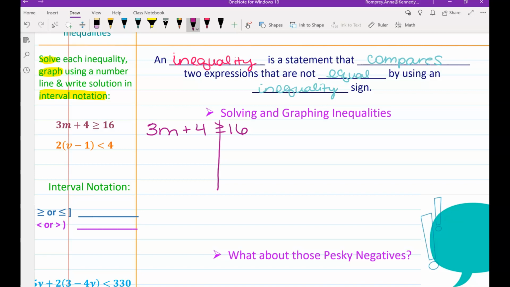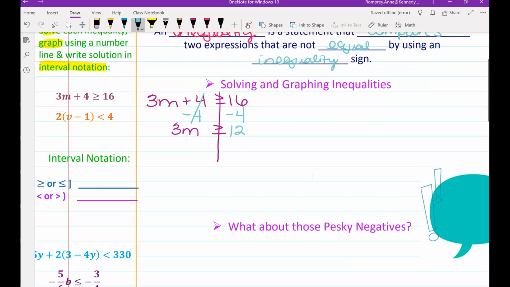So I have 3m, or 3 times m, plus 4. I have a multiplication and an addition operation that I need to undo. So PEMDAS in reverse, let's undo this addition. Plus 4, we are going to subtract 4 from both sides. So I have 3m is greater than or equal to 16 minus 4, which is 12. Awesome. Anything different so far? Nope, we're following the same exact process.